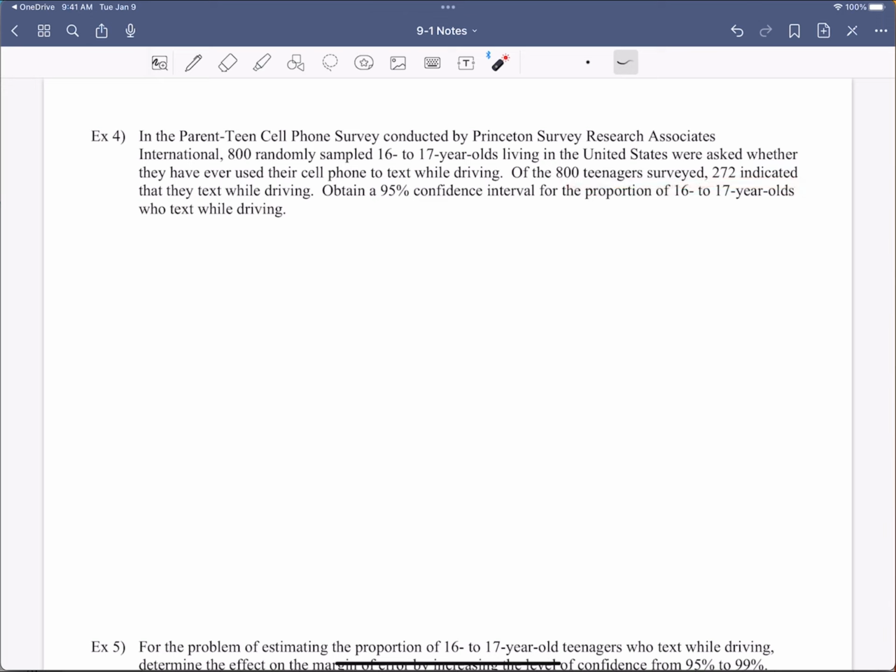I think the real question is was their parents sitting there? How truthful was this answer, right? Then we talk about bias.